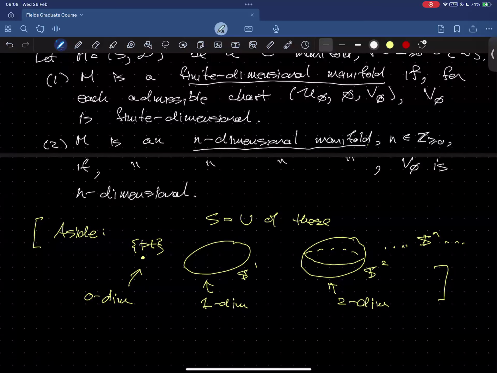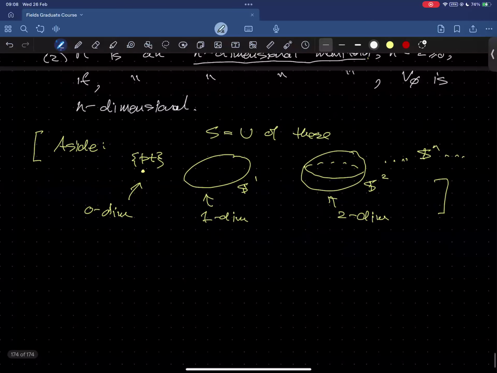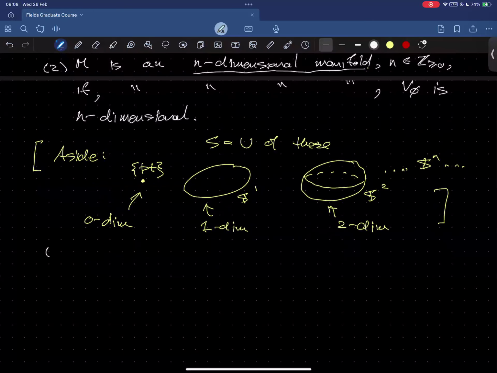Typically when you're working with classical introductory elementary differential geometry, you make a blanket assumption that you're working with manifolds of some fixed dimension. But as I say, there's no reason why you should do that. Okay, M is a Banach manifold.